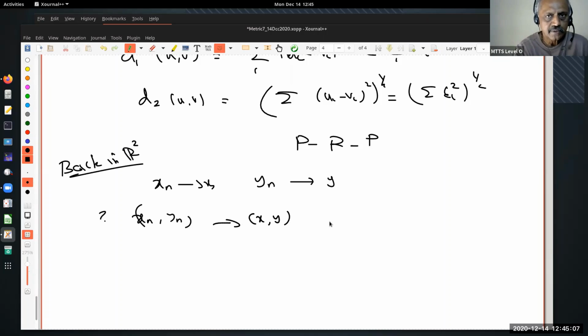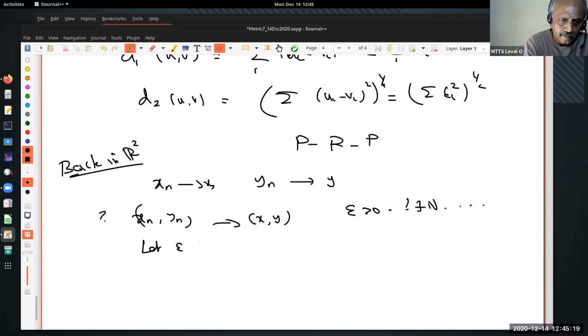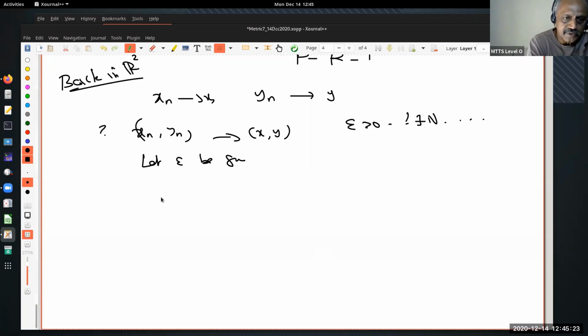To prove this, what do I have to do? You are going to give me a positive epsilon. Then I have to find a natural number such that something happens. So let epsilon be given. I will not worry about n for now, but I want to estimate the d1 distance between, let me call them un and u, so that I don't write xn, yn, x, y and so on.